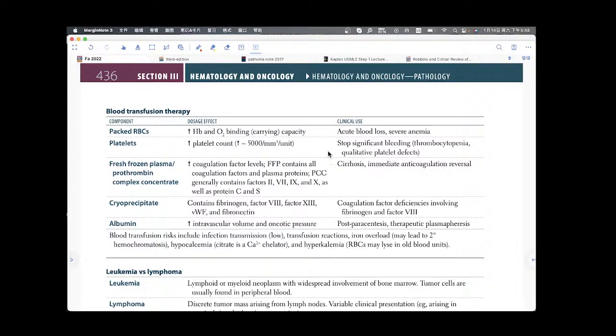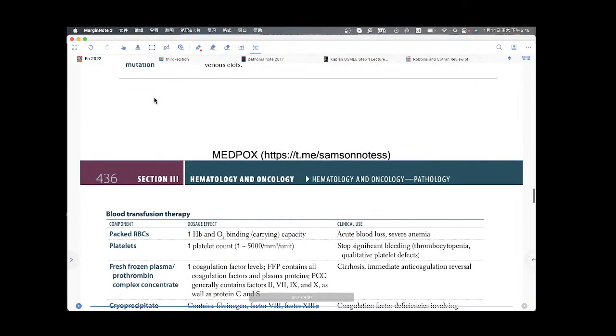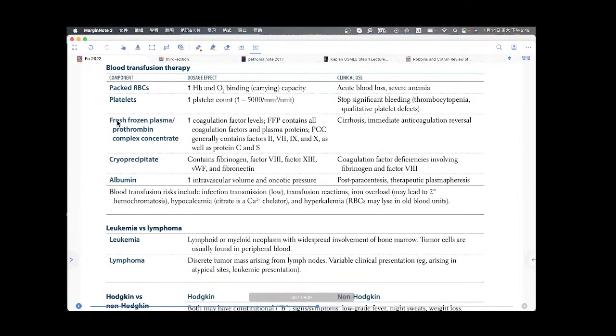Thrombocytopenia, qualitative platelet defects. So in this situation, we'll give the transfusion of platelets. Okay. Now the FFP or PCC. It replaces factor levels. That's one factor levels.